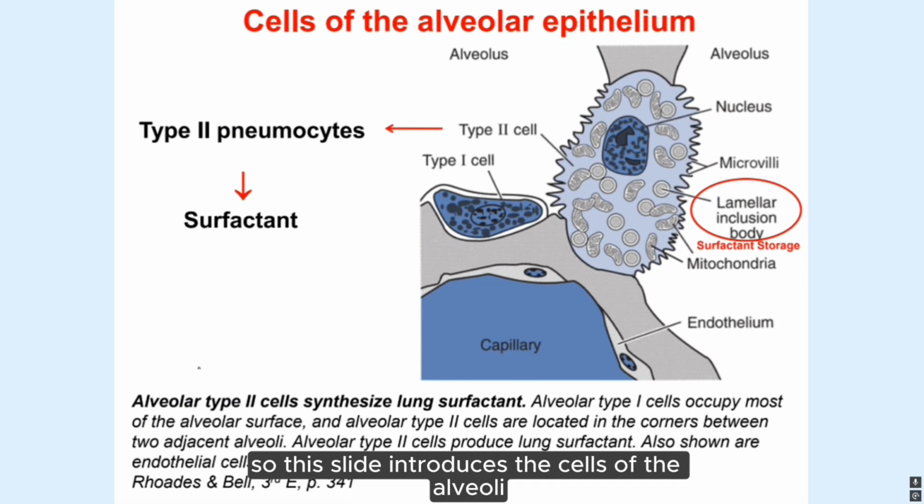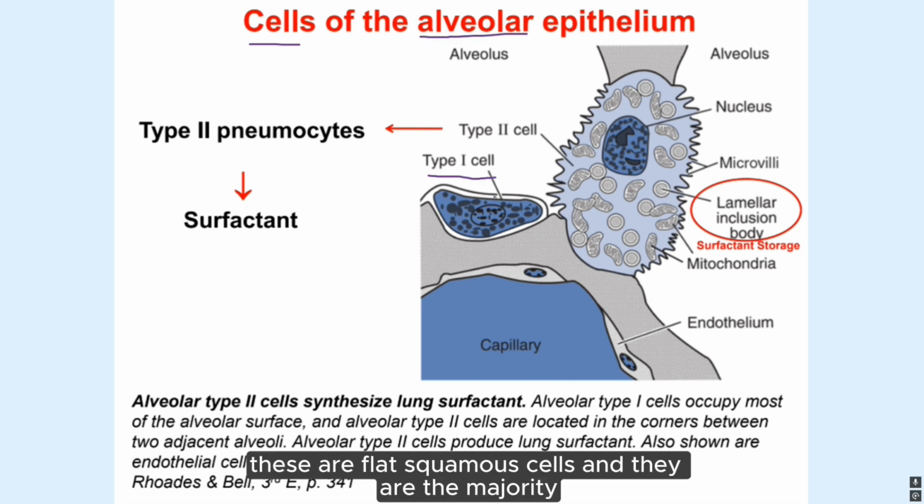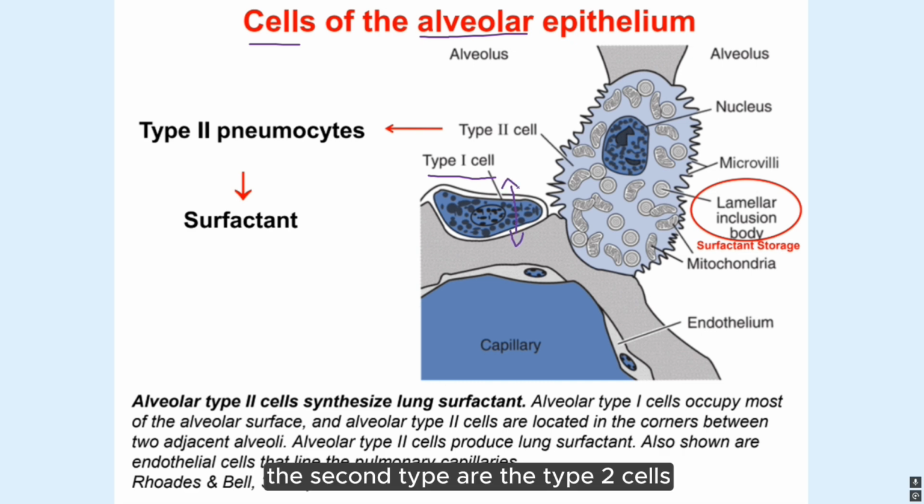So this slide introduces the cells of the alveoli. You first have the type 1 cells. These are flat squamous cells, and they are the majority. Them being flat actually helps in gas exchange because they are very thin. The second type are the type 2 cells. These cells, larger and cuboidal, produce surfactant.